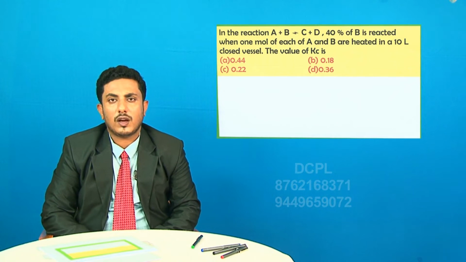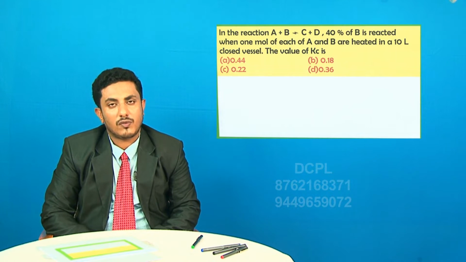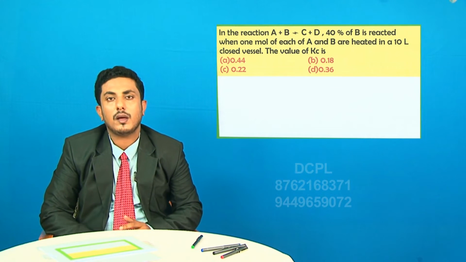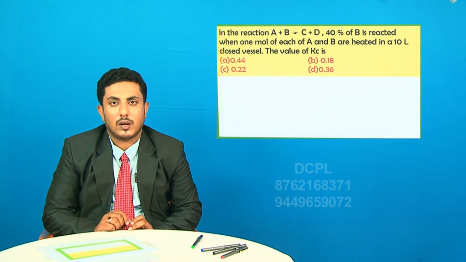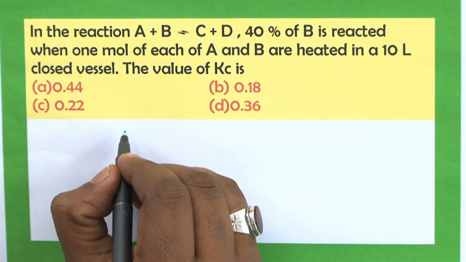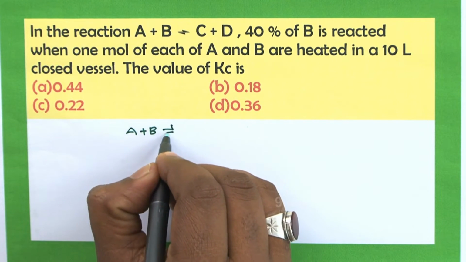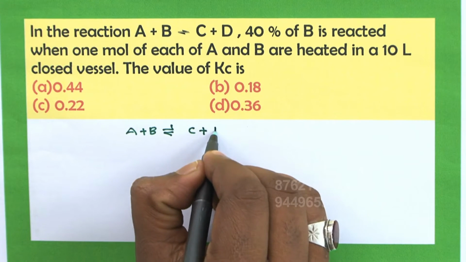In this question, we are supposed to find the equilibrium constant Kc, that is equilibrium constant in terms of concentration. So we should find the concentrations of reactant and products at equilibrium, and then we should calculate it. So let's start the solution. The reaction is A plus B in equilibrium with C plus D.